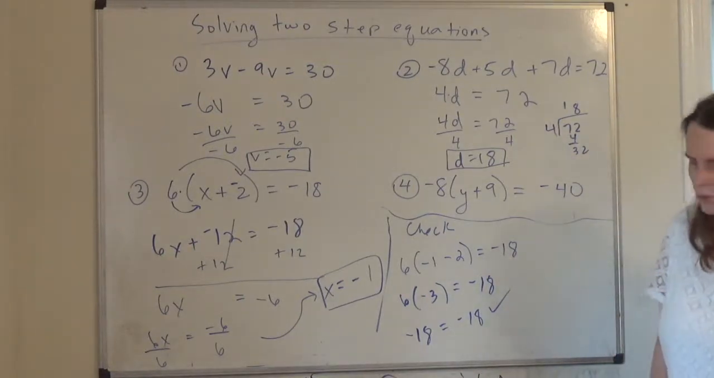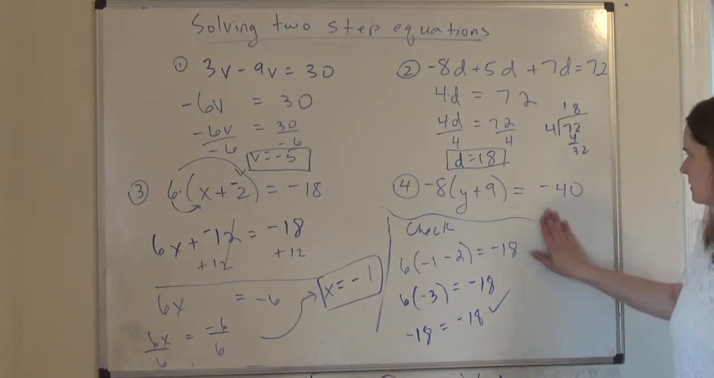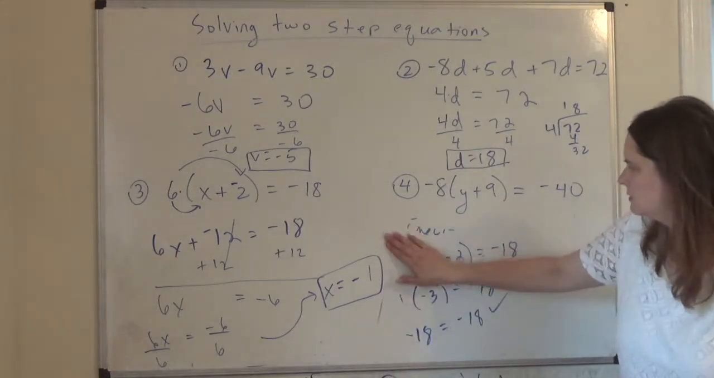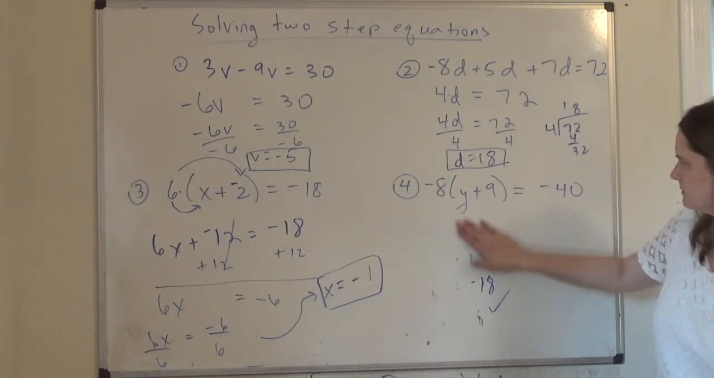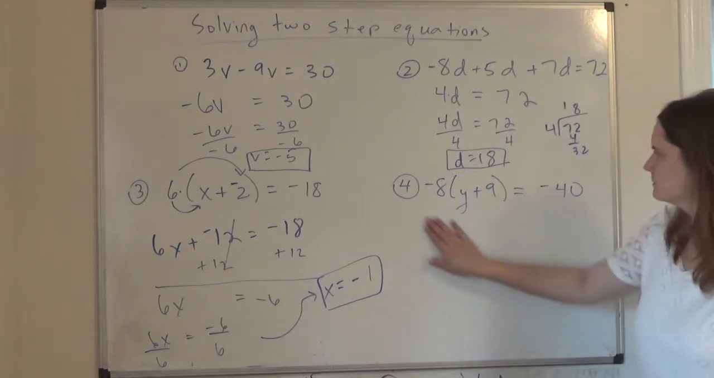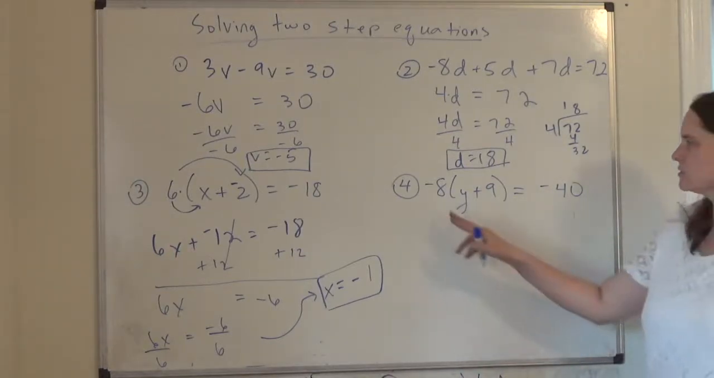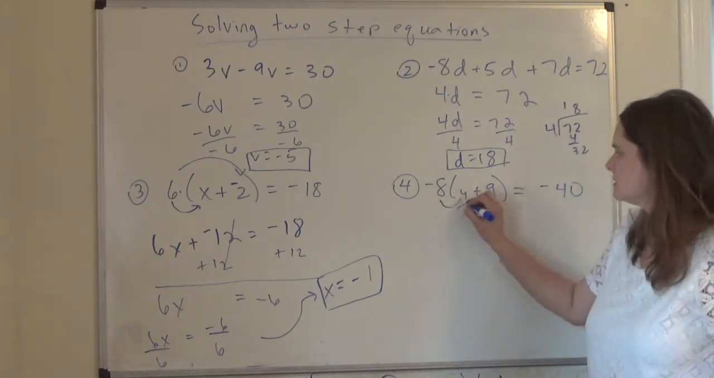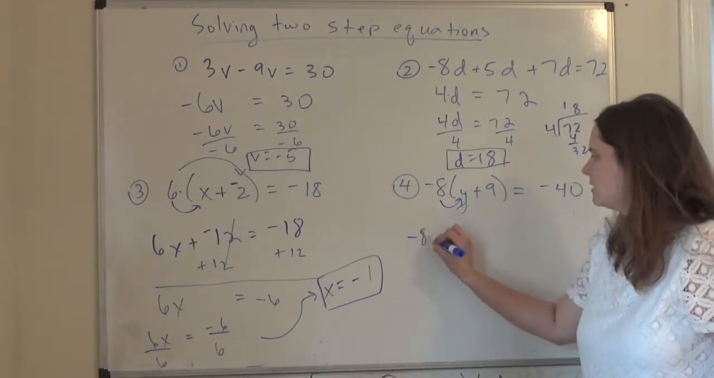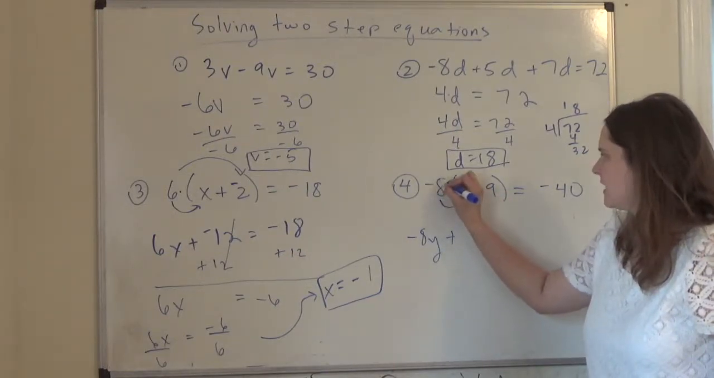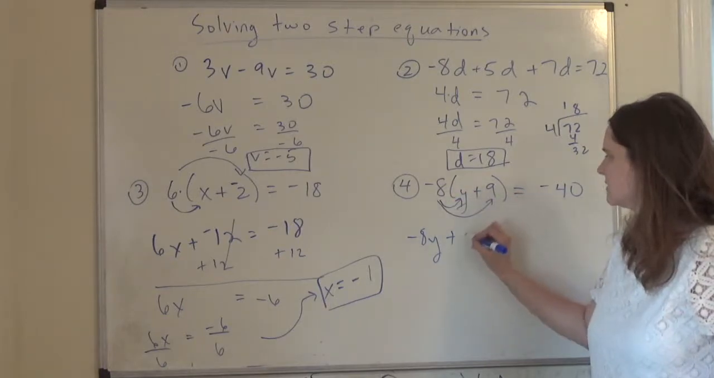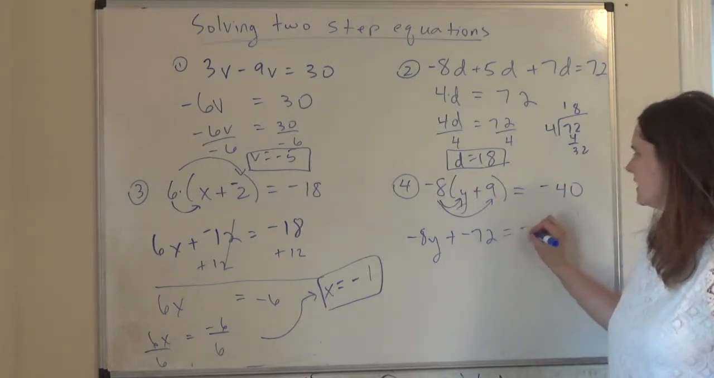All right, so for number 4, same thing. We still have to distribute. We're going to do negative 8 times y is negative 8y, plus negative 8 times 9 is negative 72, equals negative 40.